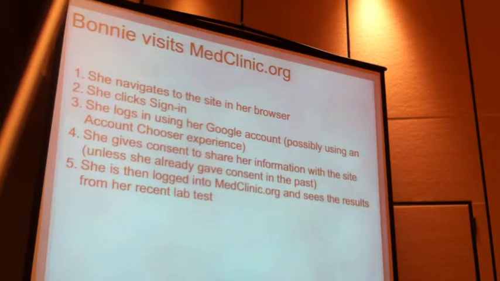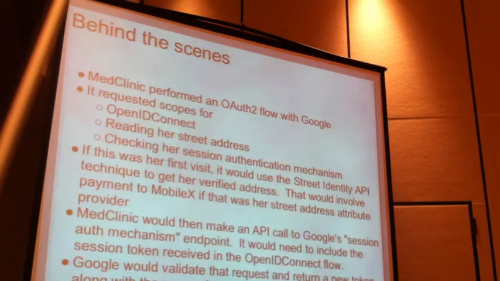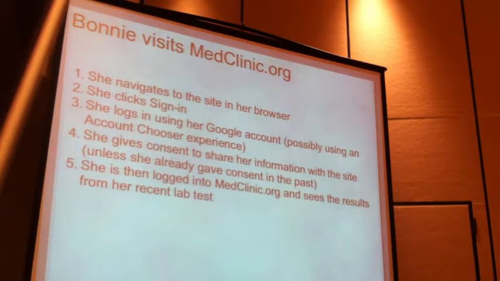It's standard OpenID Connect as a response back to the relying party. The relying party now can get the email address for the user through the user info endpoint, but it can now do some other things. If MedClinic asked for the scope for reading the user's street address, well great, in the previous session we just showed how that would work.